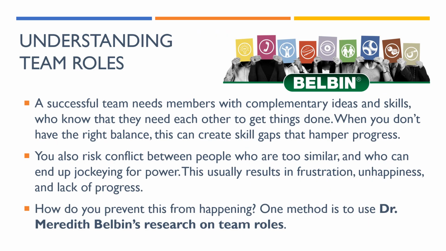A successful team needs members with complementary ideas and skills, who know that they need each other to get things done. When you don't have the right balance, this can create skill gaps that hamper progress. You also risk conflict between people who are too similar, and who can end up competing for power. This usually results in frustration, unhappiness, and lack of progress. How do you prevent this from happening?